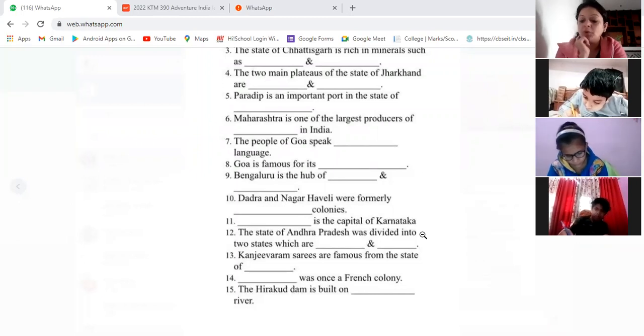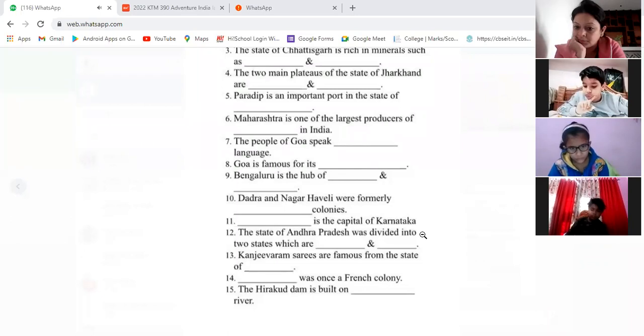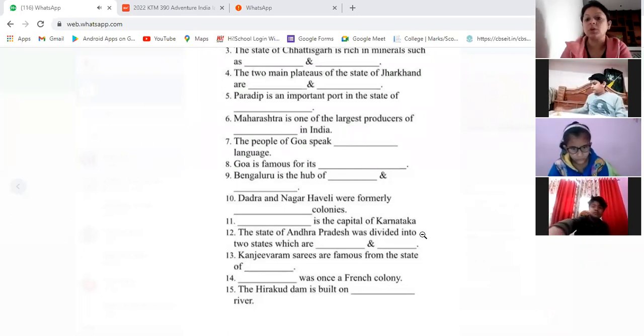Children, you can take help of your book. If you don't know any answer, take help of your book, because it is not a test, it's just a worksheet. You can try to find answers in your book.